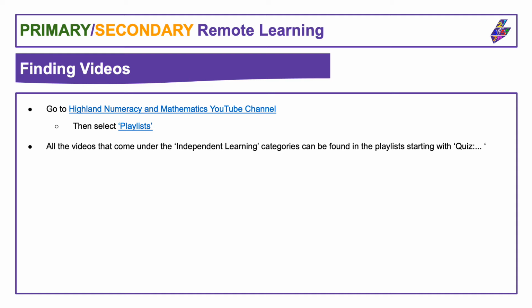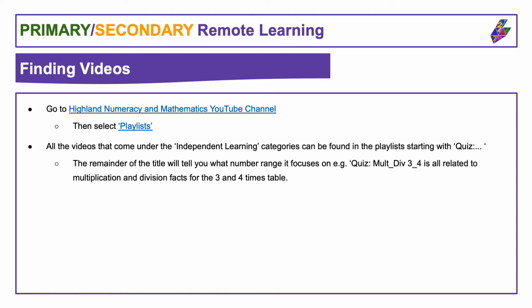All the videos that come up under the independent learning categories that we'll talk about in a minute can be found in the playlists section, starting with quiz. The remainder of the title will tell you what number range it focuses on. For example, quiz multdiv 3-4 is all related to multiplication and division facts for the 3 and 4 times table. You'll find that there are several different quizzes related to the 3 and 4 times table that all focus on slightly different concepts within multiplication and division.